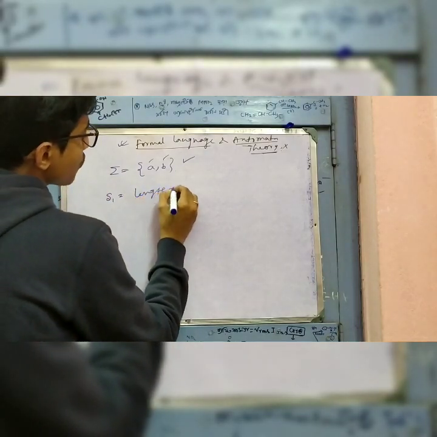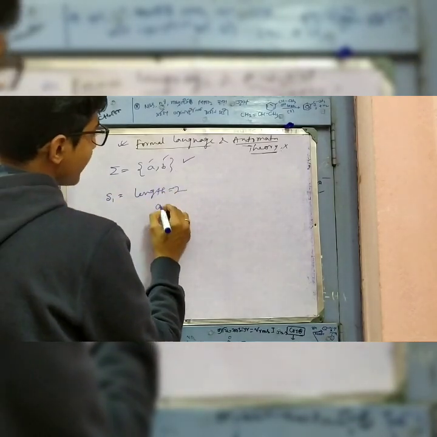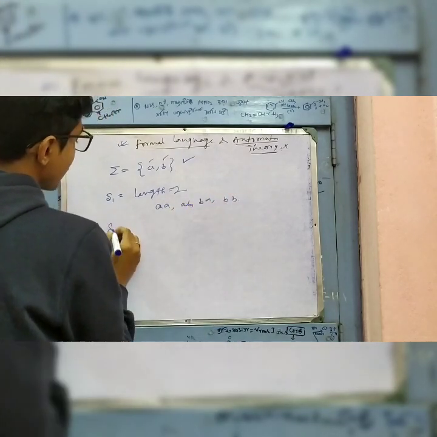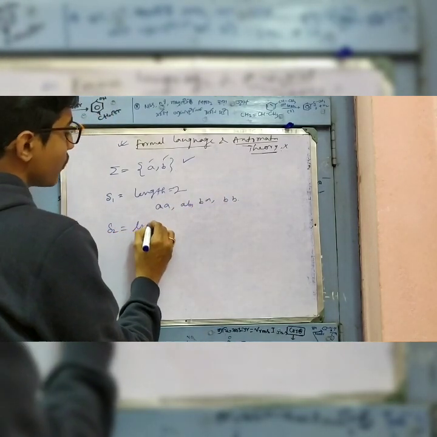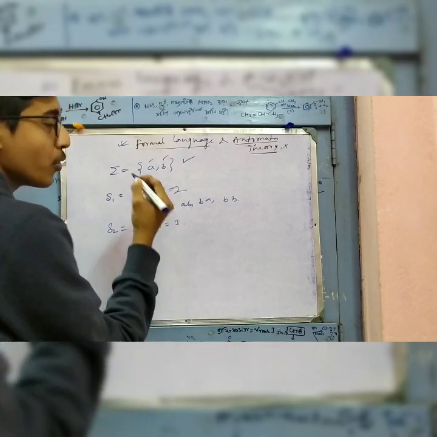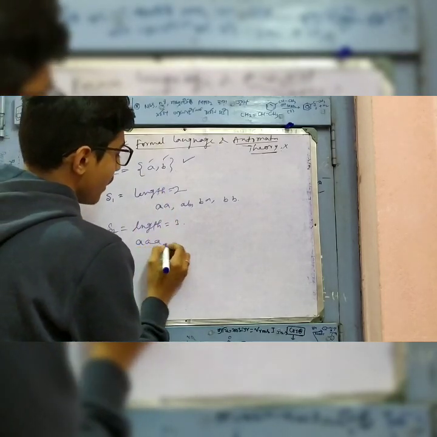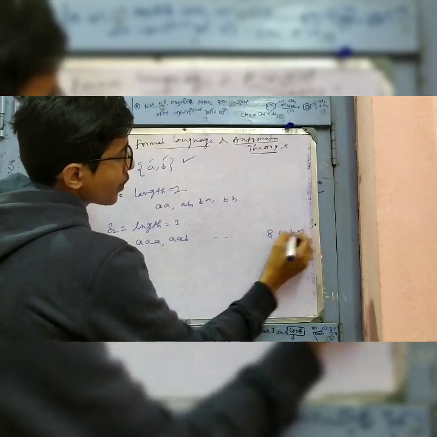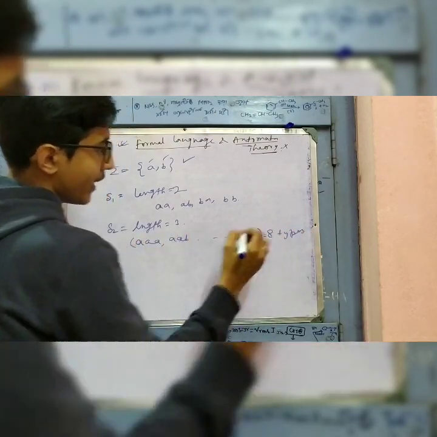So length is 2. There are a total of 4 examples, right? AA, AB, BA, BB. Let's take a string of length 3. How can you make it? AAA, AAB, and so on. 8 types in total.